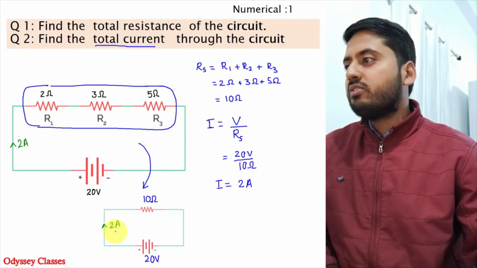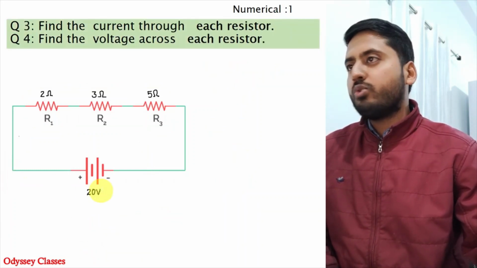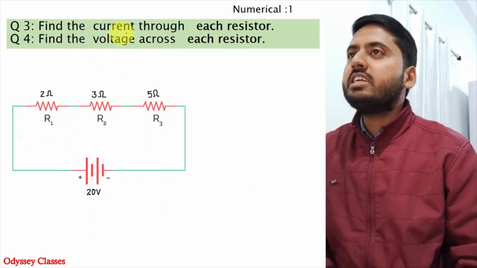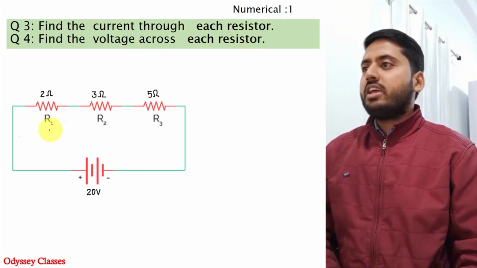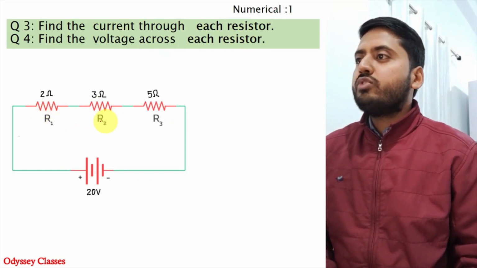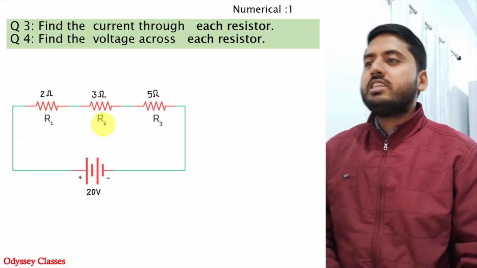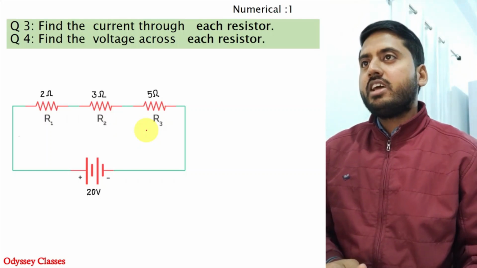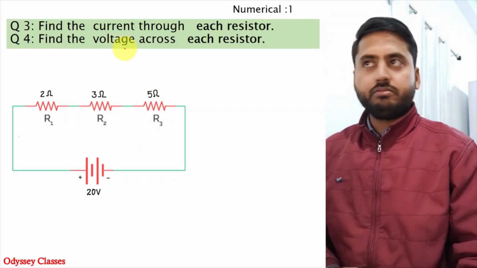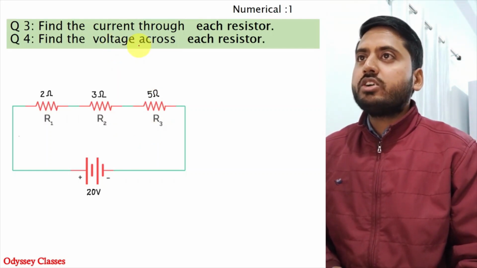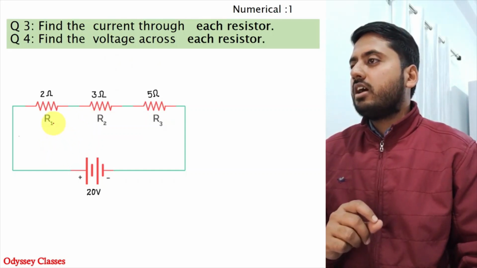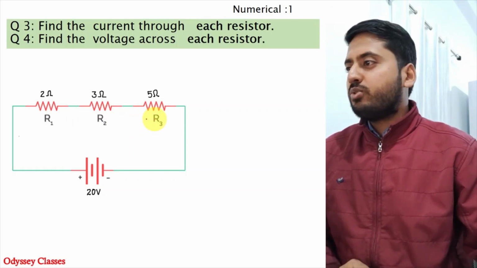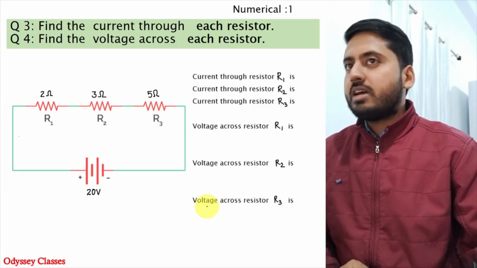Now let us solve question number 3 and 4. As you all remember, question number 3 is to find the current through each resistor. Here we have got 3 resistors, so we have to find current through R1, then current through R2, and then current through R3. And then we also have to find the voltage across R1, voltage across R2, and voltage across R3. So these are the questions I'm talking about.